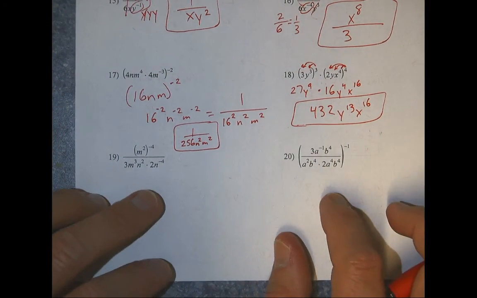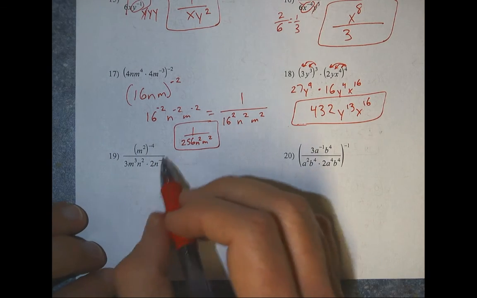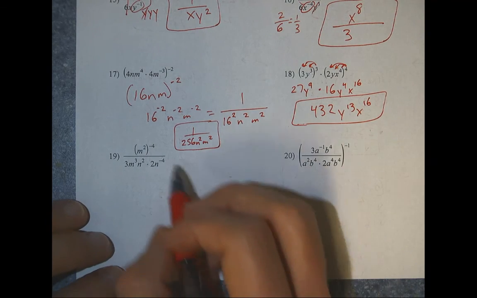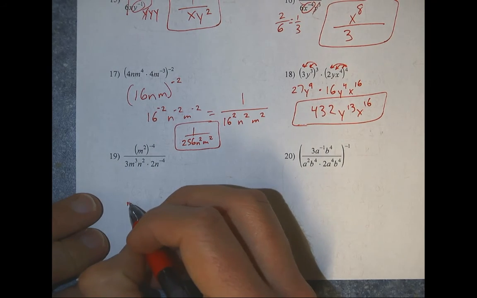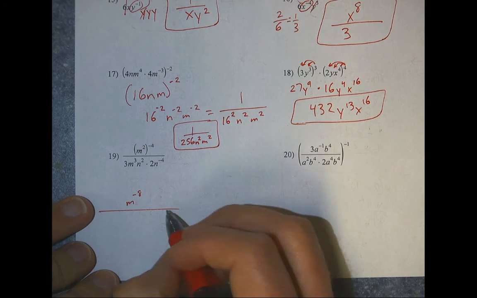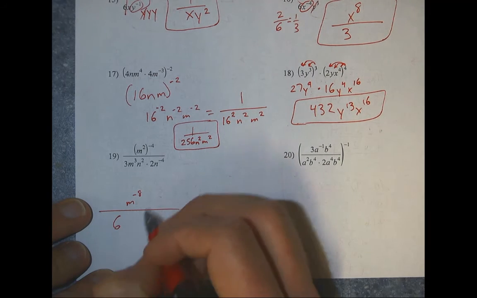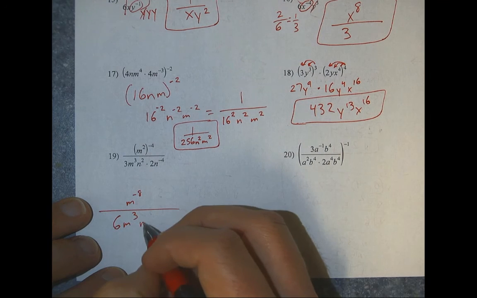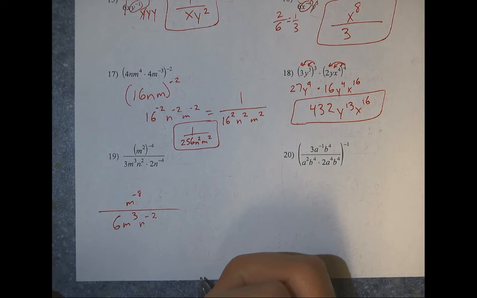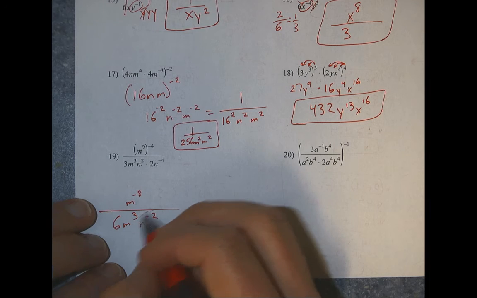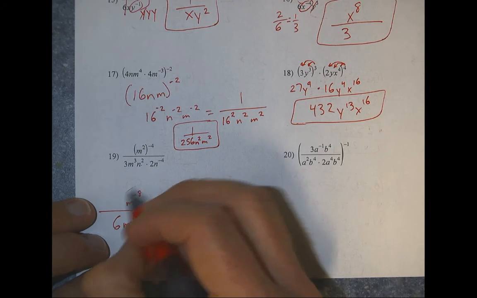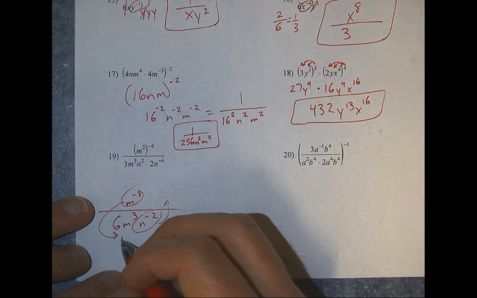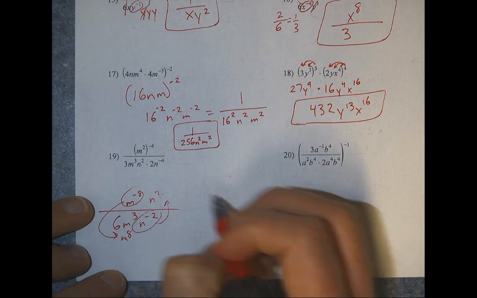All right, and now the big one's at the bottom. Simplify your top and bottom before you do anything else. So right here, I'm going to multiply. That's m to the negative 8 on top. 3 times 2 is 6. It's the only m. It stays. N's combine. It's negative 2. So this isn't too bad. All I got to do is move this up. It becomes positive. Move this down. It becomes positive. So m to the 8th is here and n to the 2nd is here.